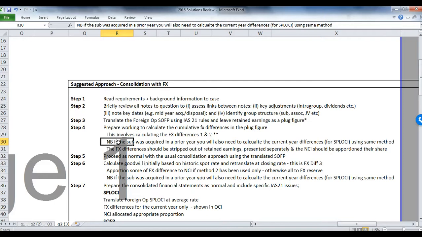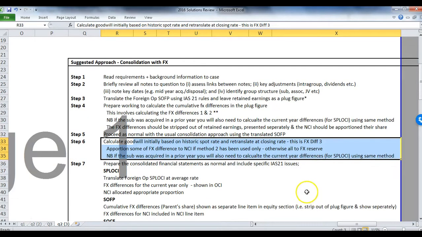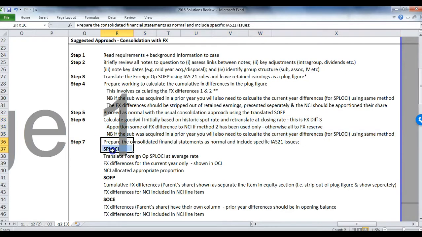Once you have the translation of the SOFP done, proceed as normal. Do your normal goodwill calculation, do your normal adjustments in terms of bringing everything in, and only once you have all that prepared, you can calculate the third foreign exchange difference, retranslating goodwill at the closing rate. Again, don't worry, we'll come to that as we go through the question. The final thing is you prepare the statement as normal, depending on what is required, and there will be some specific IAS 21 issues relating to foreign exchange differences that you need to make sure you've included, either presentational or specific line items.